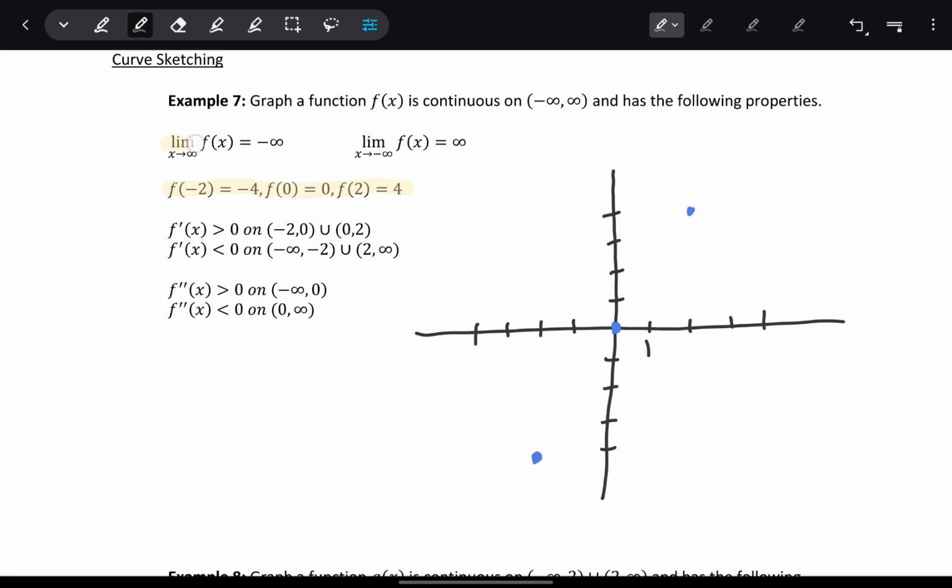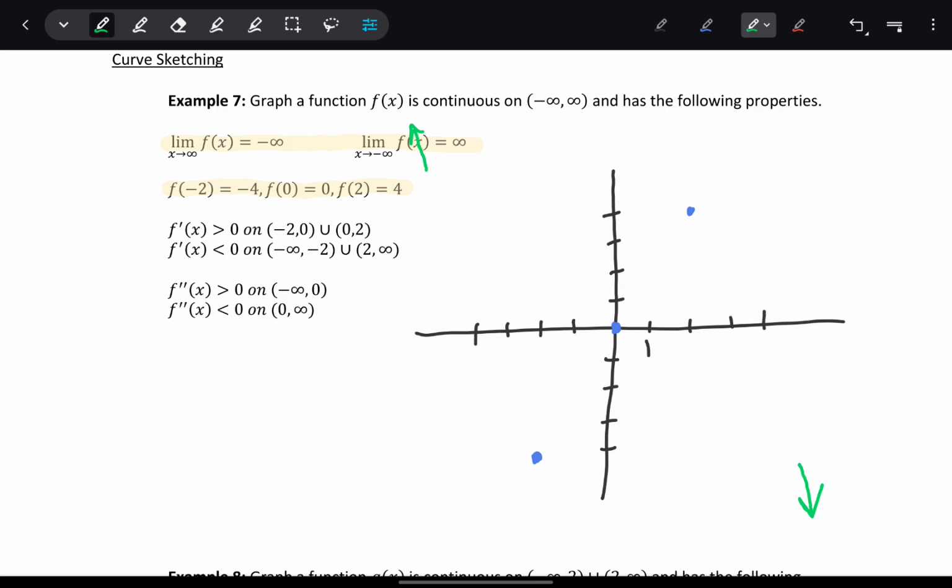Next, in my mind, I would consider this end behavior information, which tells us that as x approaches infinity, our function is headed to -infinity. So whatever else is happening, our curve has to be heading down here. And as x approaches -infinity, our function is approaching positive infinity. So I can sketch in what that end behavior should look like.